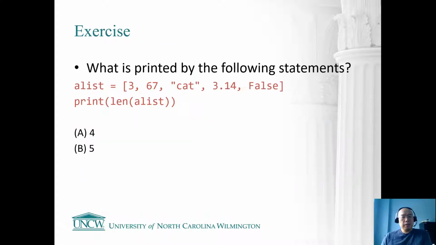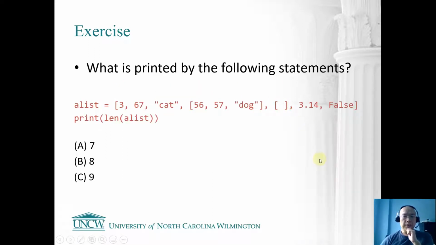Okay, so let's see a couple of exercises. So the first one, if we want to print the length of this list, what are we gonna get? 1, 2, 3, 4, 5, right? We count a total of 5 items: 3, 67, cat, 3.14, False. So a total of 5 items. So we are going to have a 5.